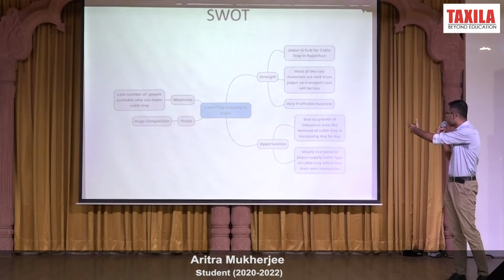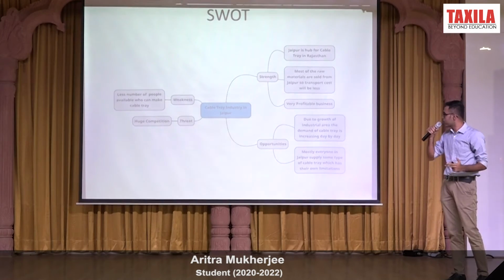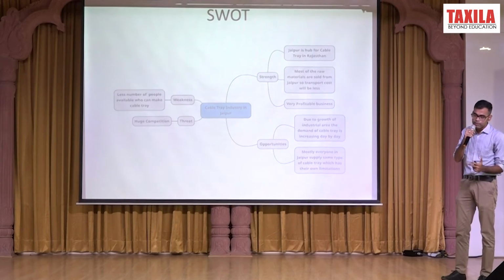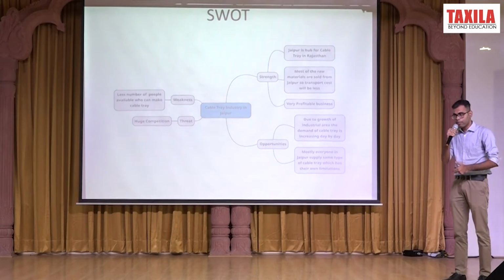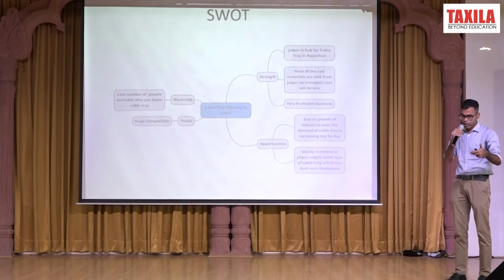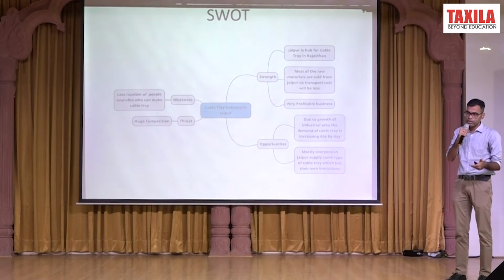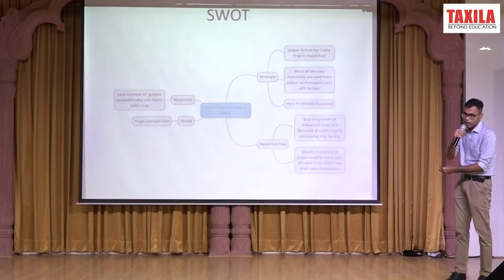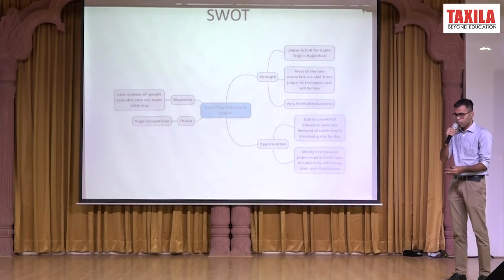Next are weaknesses. The weakness is that fewer people are available who can make cable tray. I call this a weakness because if you hire people who don't know how to make cable tray, you have to train them, so initially you have to invest in them. Obviously for all freshers every company invests, but you need to have that much money initially so you can invest in them for some time, until they are ready to be productive. So initially that is a problem.